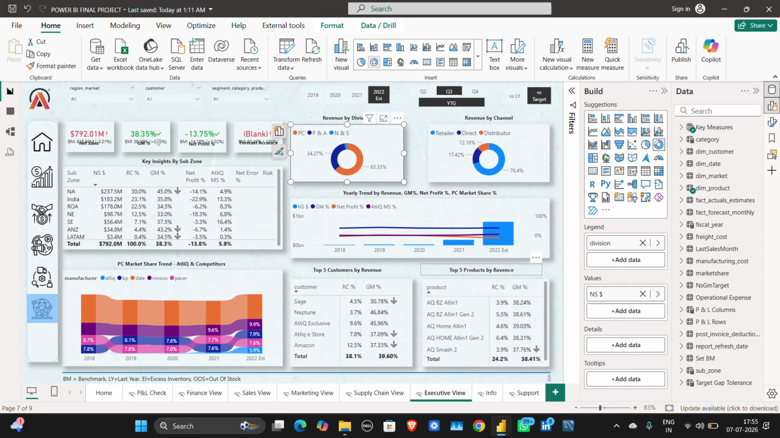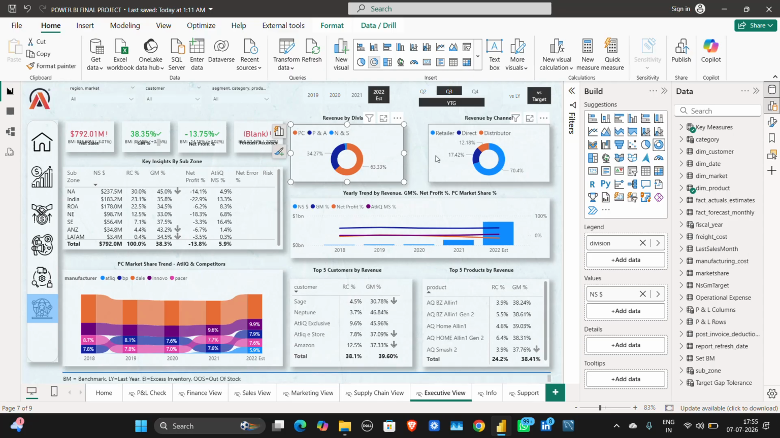So, if you see the footer, there are BM, which means benchmark, LY is written for last year, EA is excess inventory, and double OS is out of stock.